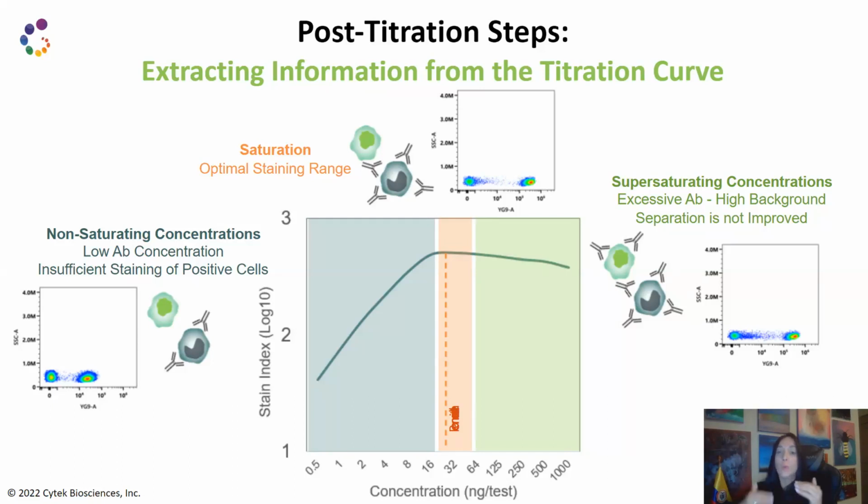And the way you could calculate that is by finding a fit for that curve, maybe by using a nonlinear regression. The optimal titer tends to be the concentration that gives you 90% of the highest intensity in terms of MFI.